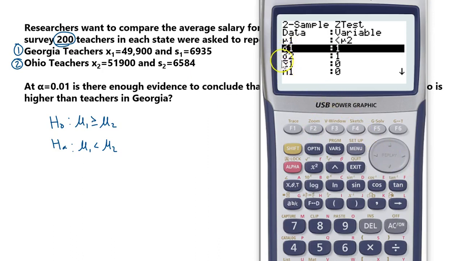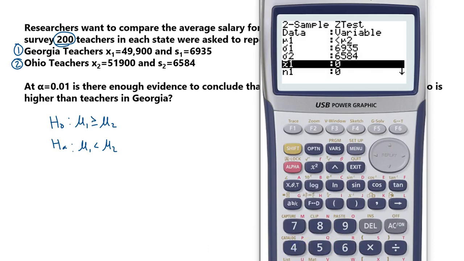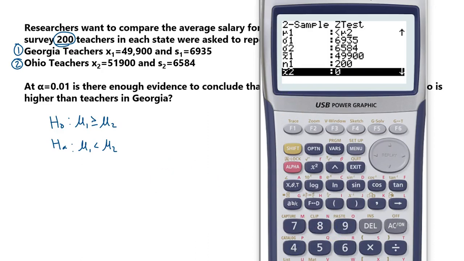Yours might say S here or SX. This is the standard deviation. So our standard deviation for Georgia was 6935. Our standard deviation for Ohio is 6584. The X bar 1 is the sample mean. So our sample mean in Georgia was 49,900. Our sample size in Georgia was 200. Our sample mean in Ohio was 51,900, and our sample size for that one was also 200.